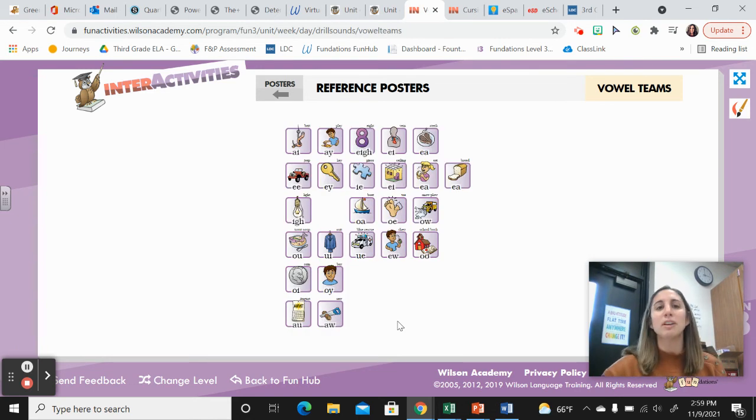And lastly, I'll just pick a few of our vowel teams. Ready? A I, bait. A Y, play. E E, jeep. E Y, key. E A, eat. O A, boat. O E, toe. O W, snow, but it also could be O W, plow.